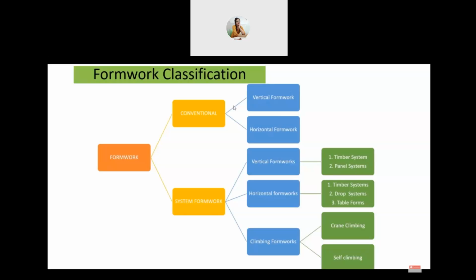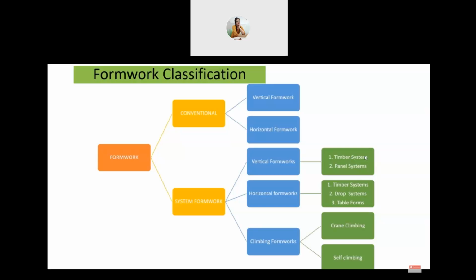In system formwork, there is one extra called climbing. This climbing formwork is a big part, so I will make a separate video for that so that you will understand it properly. But in this video, I will give a common idea about the climbing formworks. Then again, vertical formworks are subdivided into timber systems and panel systems. Here also timber, then drop systems and table forms. I will explain each of them with proper images and videos.